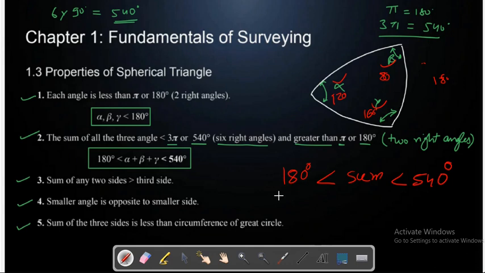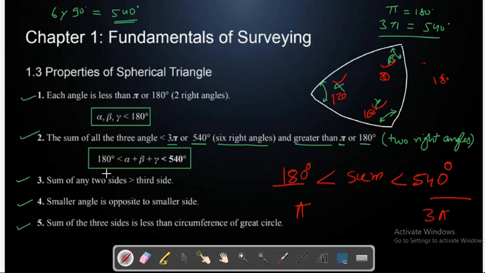Sometimes in the exam they may ask, in case of geodetic surveying, if a spherical triangle is formed, what is the range of the summation of the interior angles? That will be between 180 to 540. 180 is nothing but pi, and 540 is nothing but 3 pi. So it will be in the range between pi to 3 pi.